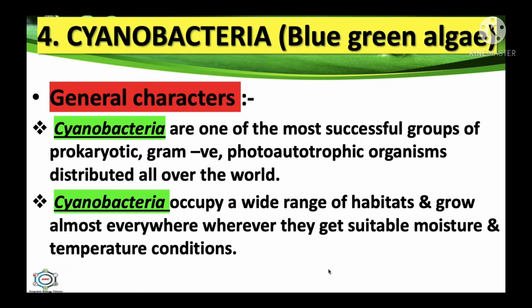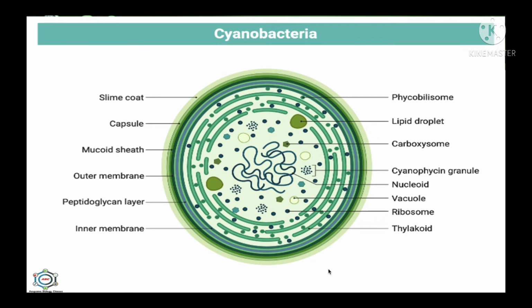Cyanobacteria occupy a wide range of habitats and grow almost everywhere they get suitable moisture and temperature conditions. They are predominantly aquatic and occur mostly in freshwater habitats such as ponds, pools, lakes, and other freshwater reservoirs. Many species are terrestrial and grow on moist rocks, moist soil in cultivated and uncultivated lands, and tree trunks. A few species are marine and form a brackish zone on the rocks at high tide mark. They occur as phytoplanktons, blooms, epiphytes, or as benthic formations on mud.